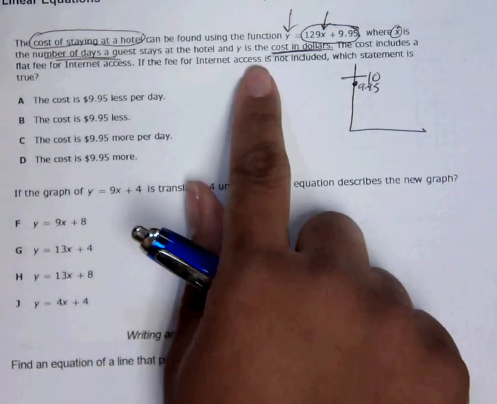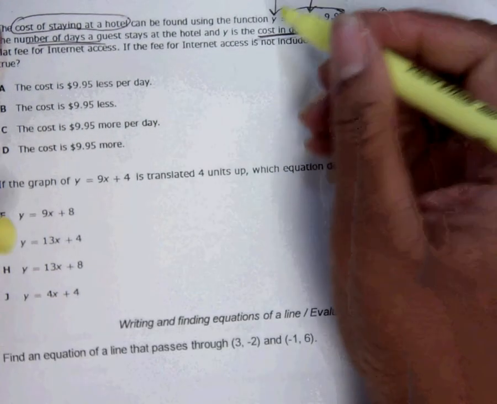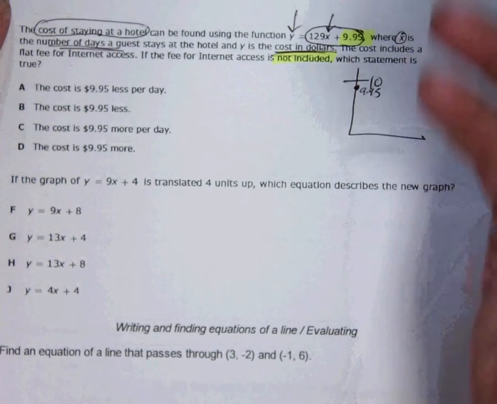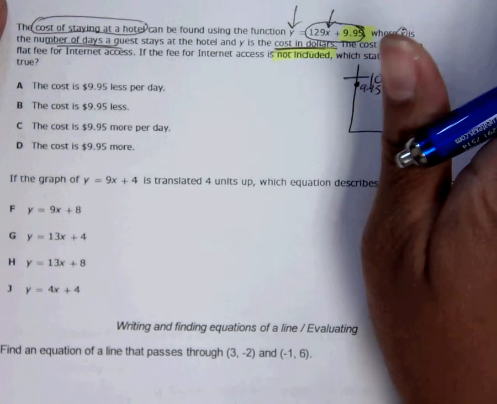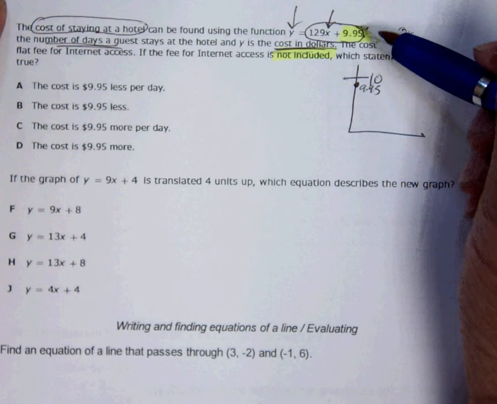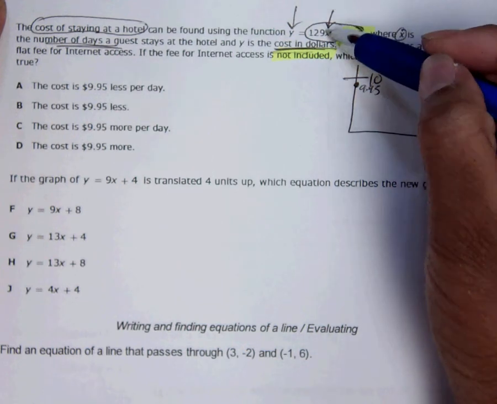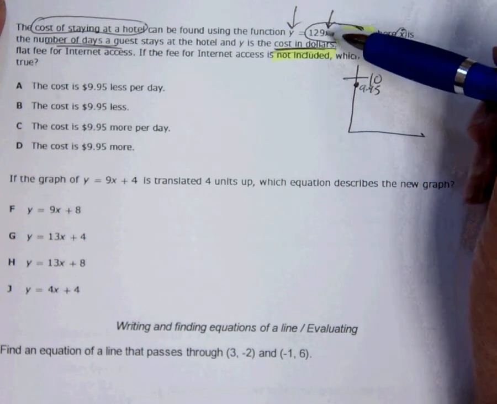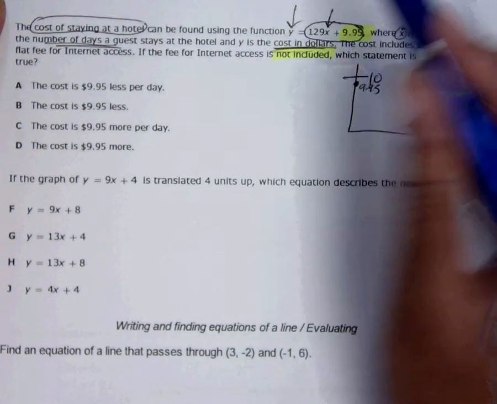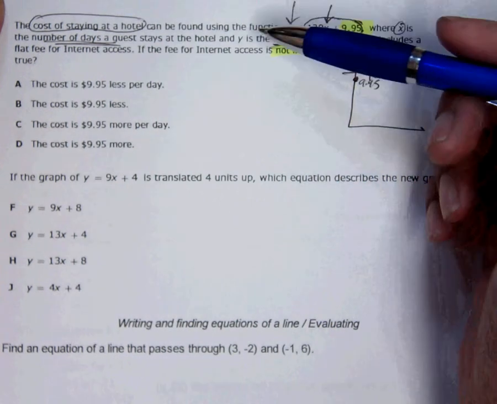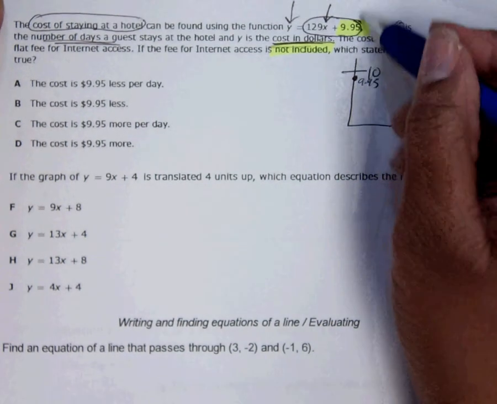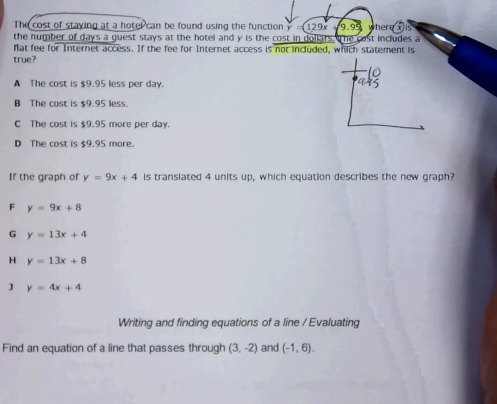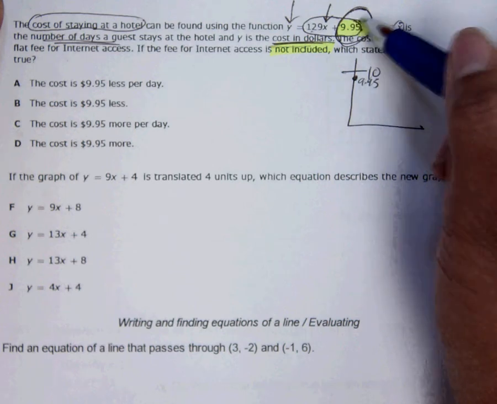If the fee for the internet access is not included, I'm not going to include $9.95. So my question to you is, what changes? Will the total cost just decrease by $9.95, or will what I pay each day decrease by $9.95? Meaning, instead of $129, I pay $120, or less than $120. And the answer is, the entire total just decreases by $9.95, because it didn't say anything about $129 changing. It just wants $9.95 to not be included.